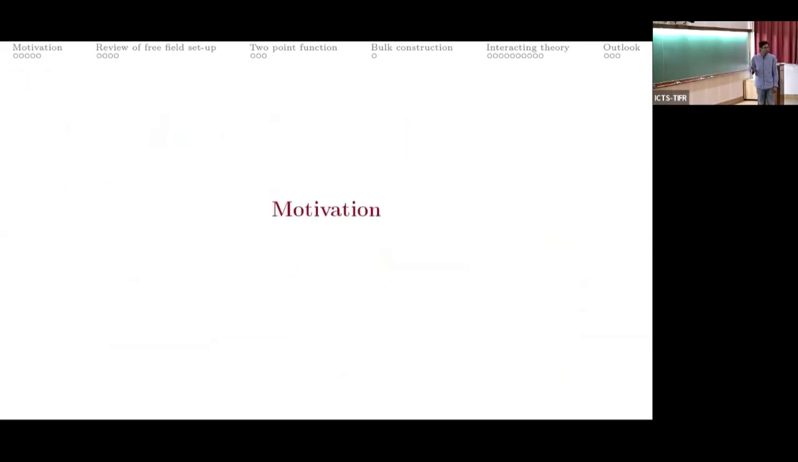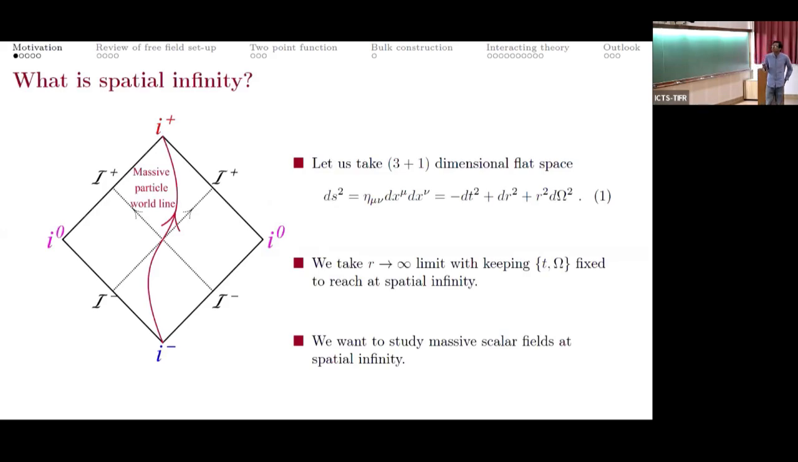Let me first motivate the problem. What is spatial infinity? We take our usual 3+1 dimensional flat space, and we take the radius coordinate, r, to infinity, keeping all the other coordinates fixed. Then we get spatial infinity.